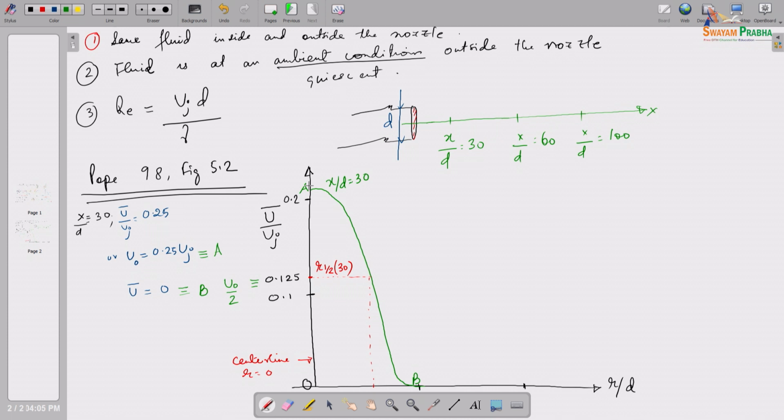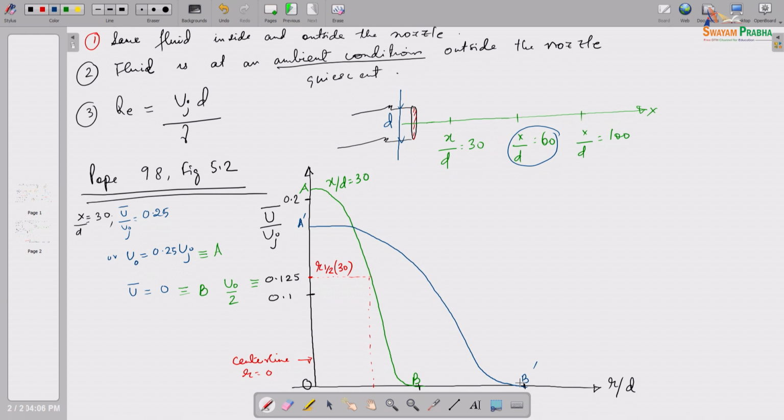All right. Now I have the next plot, which I am going to draw in blue. This is x by d equal to 60. The next plot looks something like this, something like that. Let's again call this A dash, and this B dash.